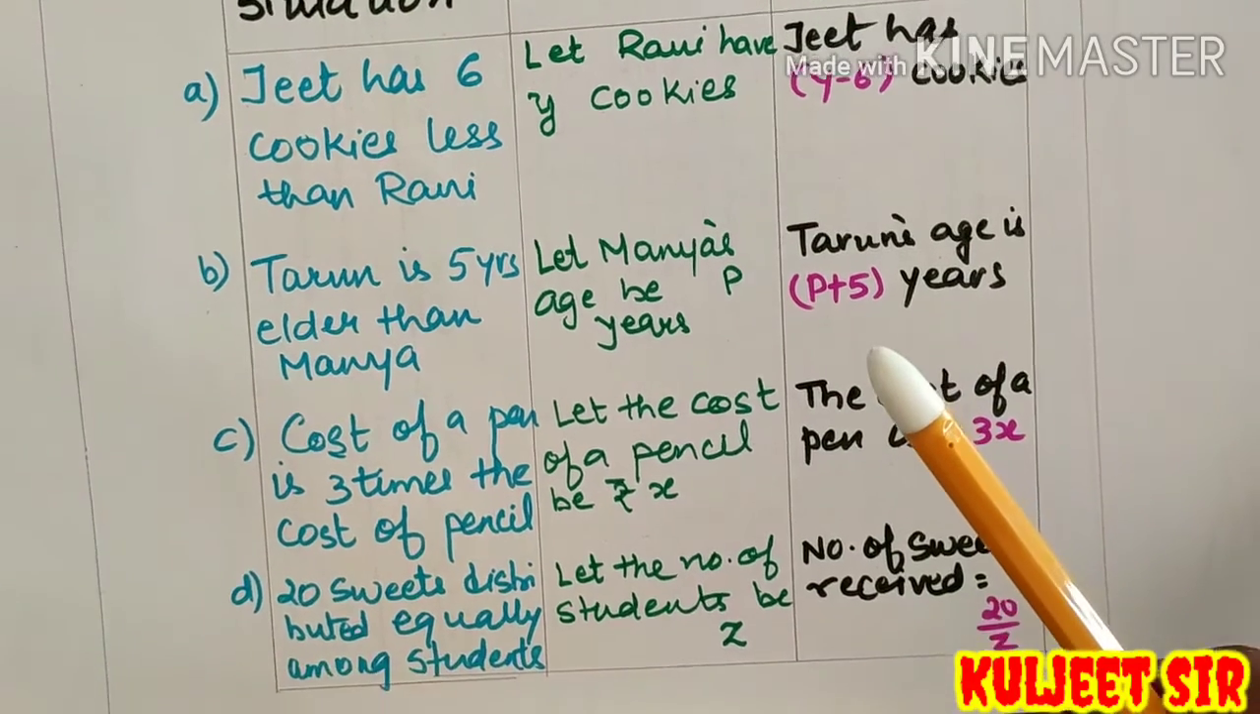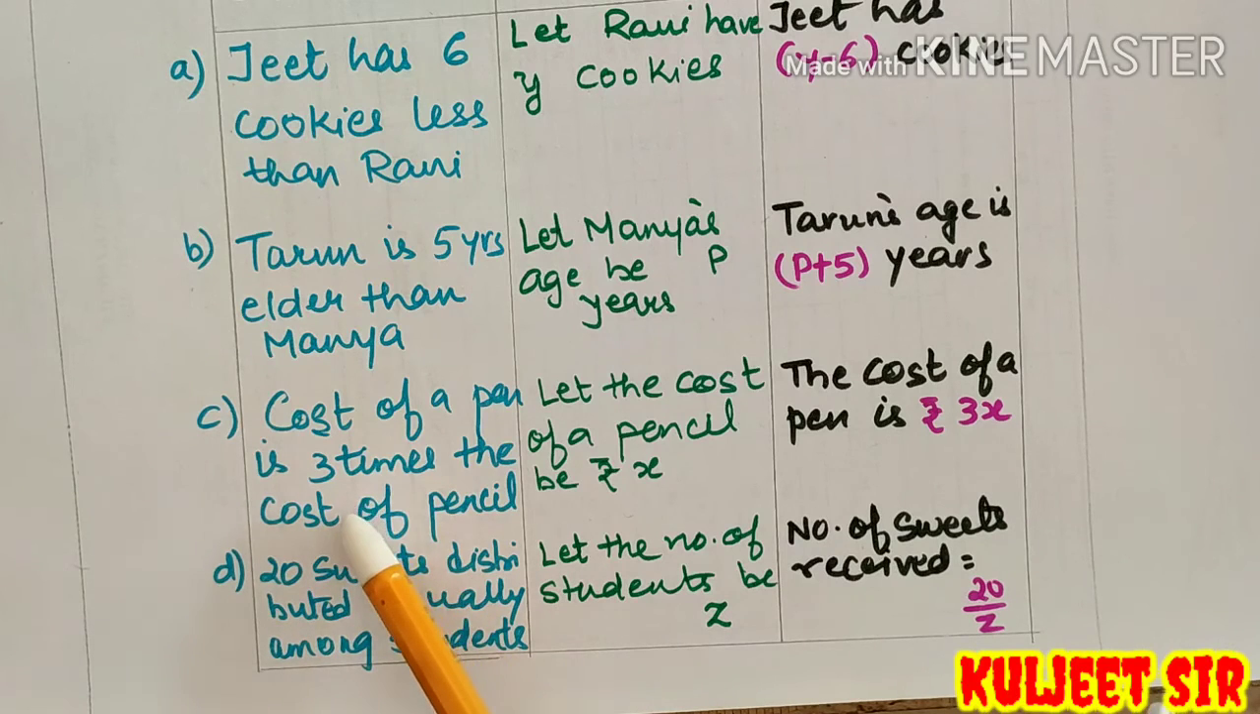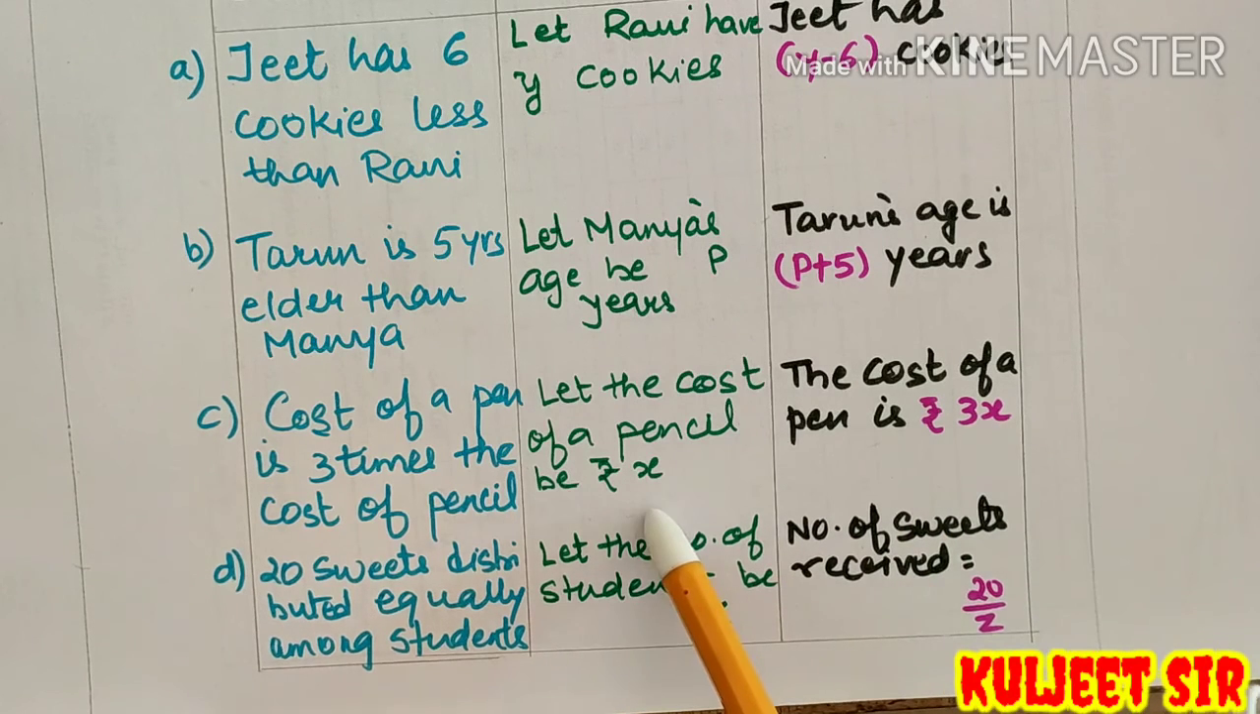Similarly, let us see example number C. The cost of a pen is 3 times the cost of a pencil. See here the cost of the pen is already related. Now you should understand that the cost of a pencil is not known to us. So again the variable we will take is the cost of the pencil. Let it be rupees x, and it is 3 times. Times means multiplication. So the cost of the pen will be rupees 3x. The variable is x and 3 times, so x multiplied by 3 will be 3x.